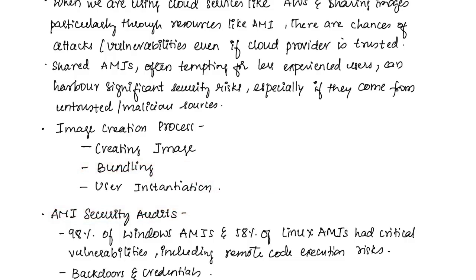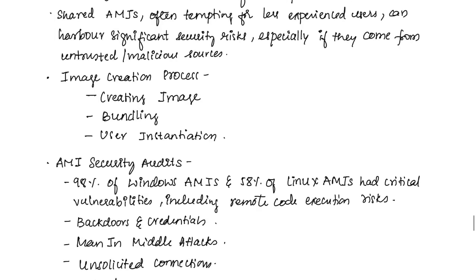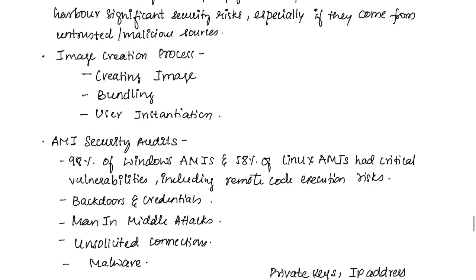So the process of sharing images can introduce various security risks because of the leftover sensitive data and improper configurations. We have the AMI security audits here. So a security audit of 5,300 AMIs revealed several critical security risks, out of which 98% of the Windows AMIs and 58% of Linux AMIs had critical vulnerabilities, including remote code execution risks. So these vulnerabilities were often outdated, with many images being several years old, and sometimes they lack the necessary patches.